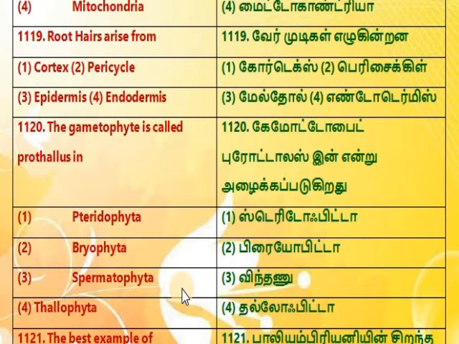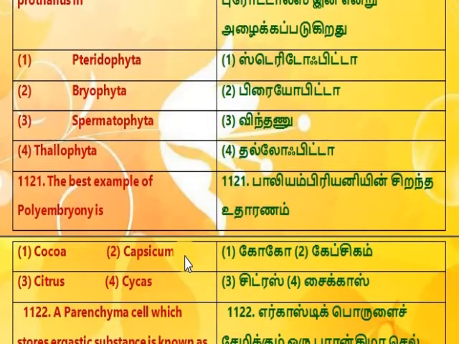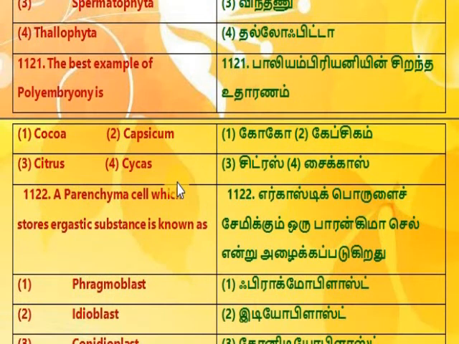1120 The gametophyte is called prothallus in 1. Pteridophyta. 2. Bryophyta. 3. Spermatophyta. 4. Thallophyta. 1121 The best example of polyembryony is 1. Cocoa. 2. Capsicum. 3. Citrus. 4. Cycas.